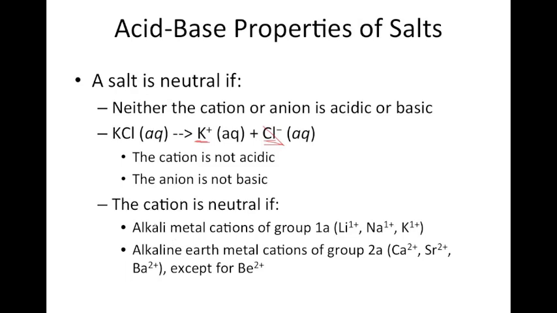So in general, a cation is neutral if it's from group 1A, so things like lithium, sodium, potassium ions, or if the cation is from group 2A, so calcium, strontium, barium. However, beryllium is an exception. It is what's considered a small, highly charged metal, so it would be acidic.